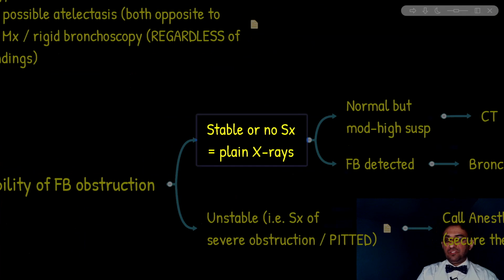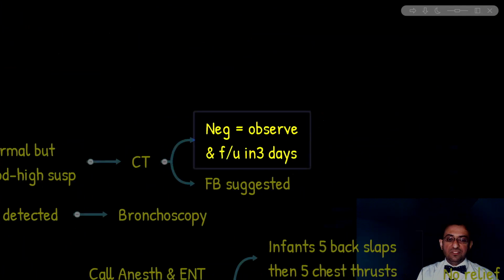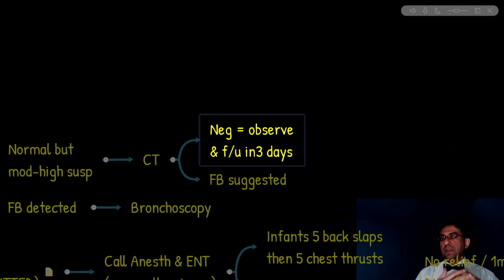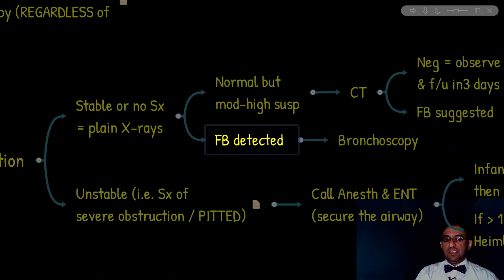So if the suspicion is high, or if there are other changes in the chest X-ray, what's the next step in the stable patient? If everything in the chest X-ray is normal, but we still have moderate to high suspicion, we don't go with an invasive method like bronchoscopy. We perform a chest CT. Now, if the CT is negative, we observe and follow up the patient in 3 days. But if CT detects a foreign body, we go and manage it with rigid bronchoscopy. Rigid bronchoscopy would also be the case if the chest X-ray detects the foreign body.